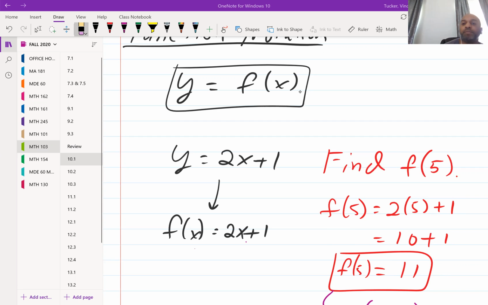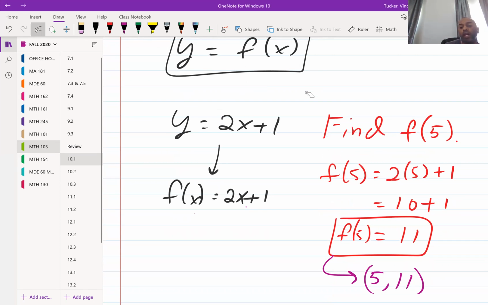Shoot them out Friday. All right, so that means we'll take 5, plug it into the function for x. And so that'd be 2 times 5 plus 1. That'd be 10 plus 1, which is 11. So f of 5 is equal to 11. And that also means that my ordered pair will be 5, 11.